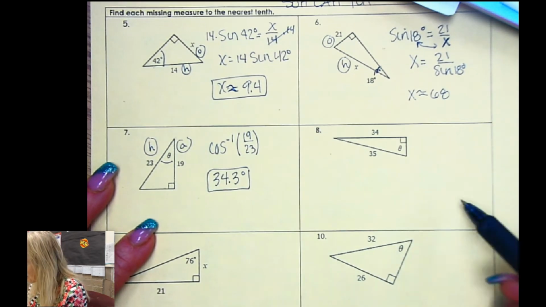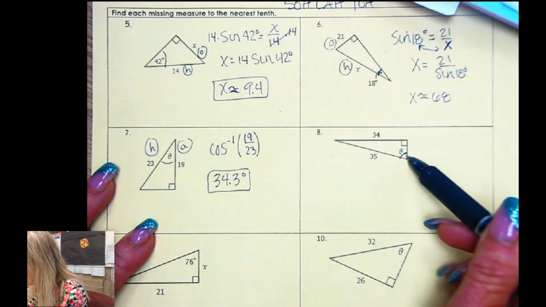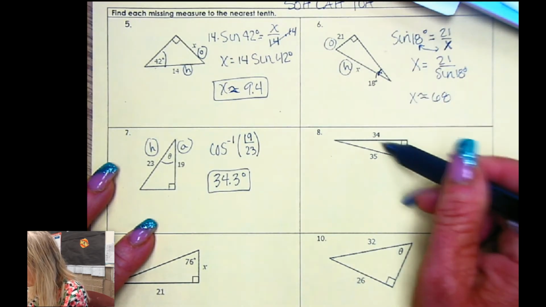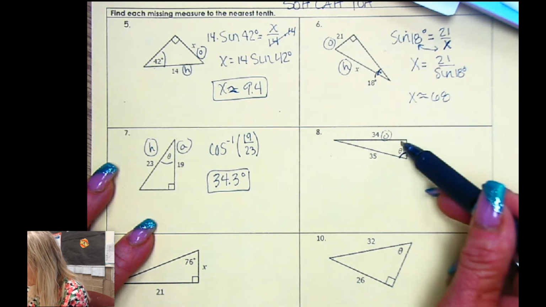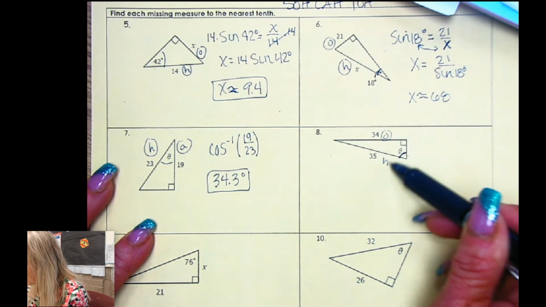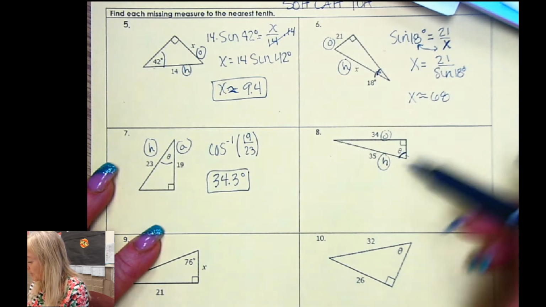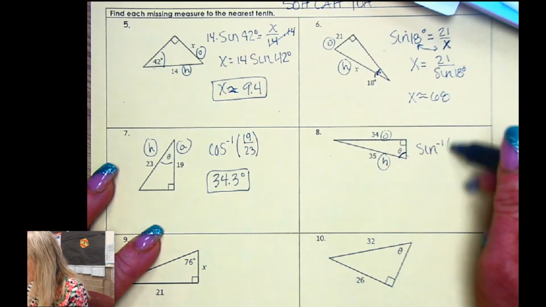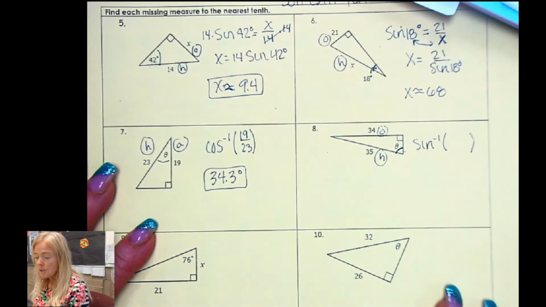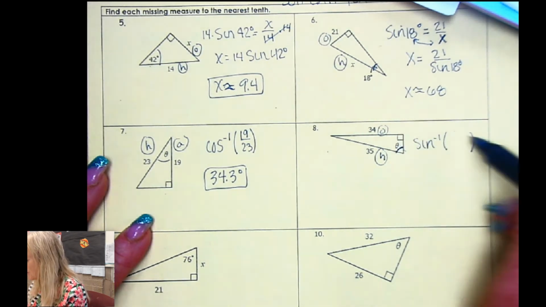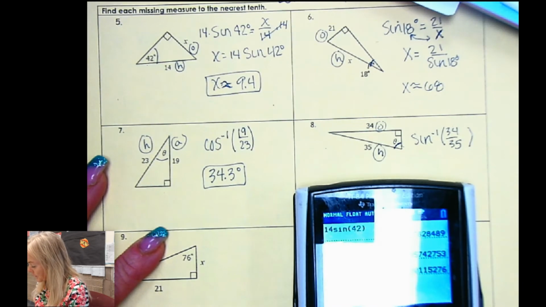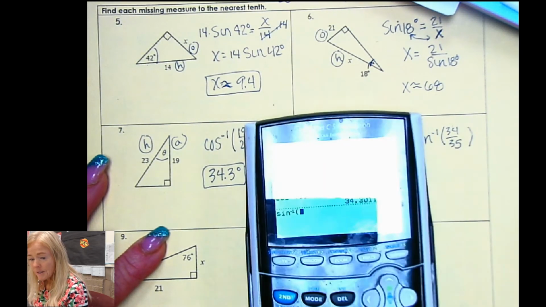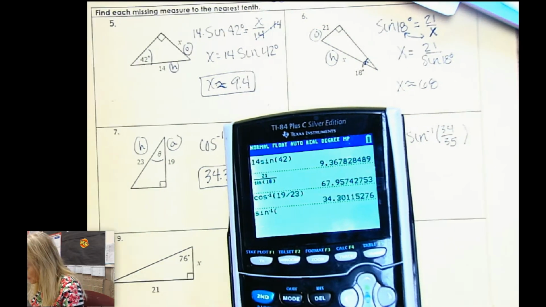All right, the next one, we have our angle here. This side is opposite the angle theta, and this side is opposite the 90, so it's the hypotenuse. Opposite and hypotenuse is sine. Remember, you put in your inverse, and then you write the ratio of sides, opposite to hypotenuse, which is 34 to 35. So we put in our calculator second sine in order to get the sine inverse.